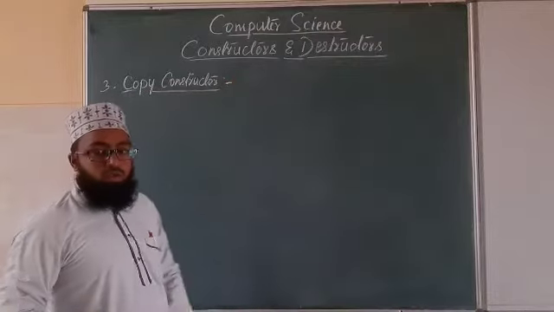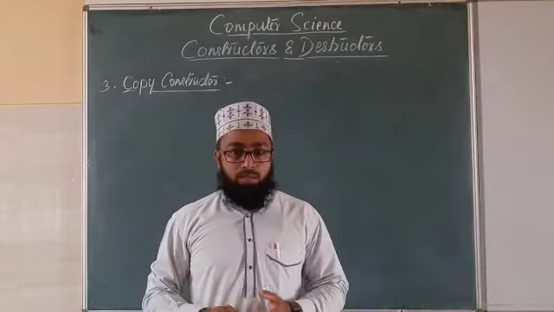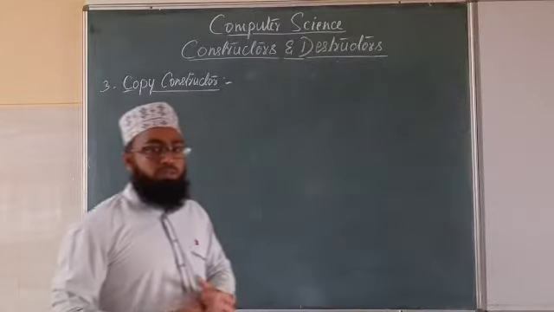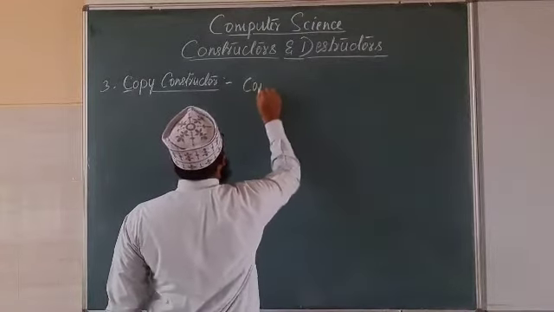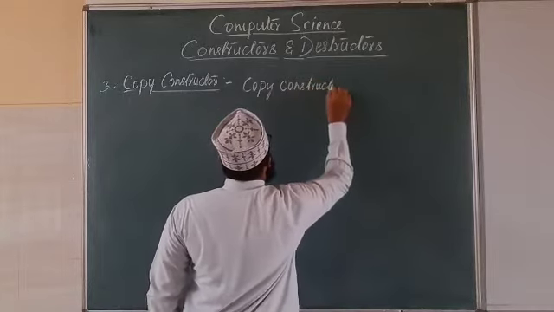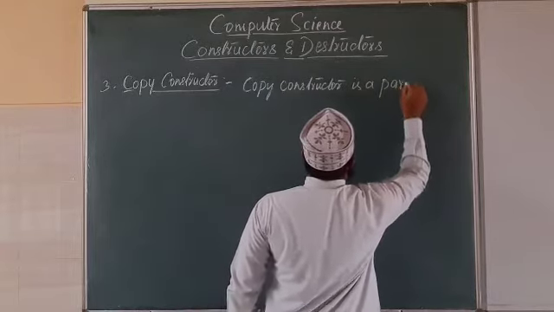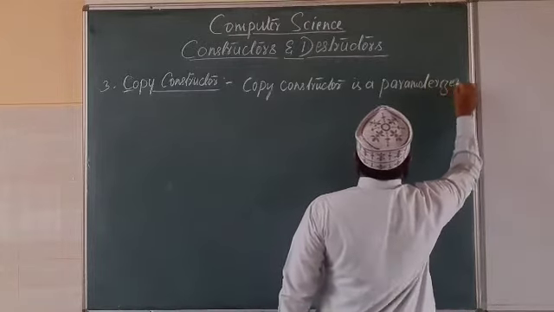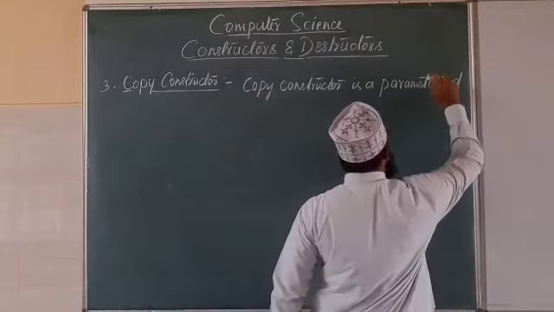As we have seen, there are two types of constructors: one is the default constructor, the next one is the parameterized constructor. The same way, this is the copy constructor. Come, we shall see what is meant by a copy constructor and what is the use of it. Copy constructor is also a parameterized constructor.